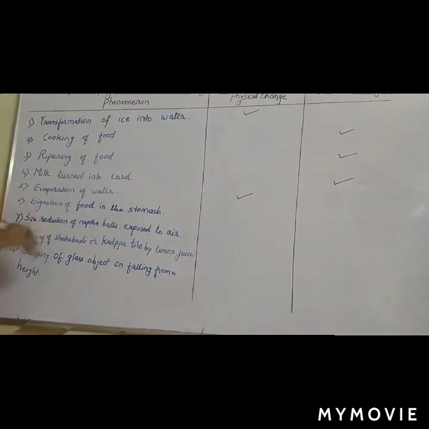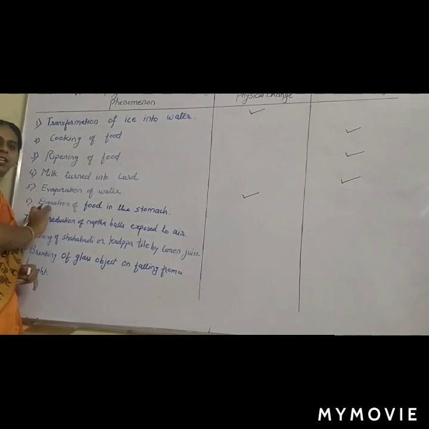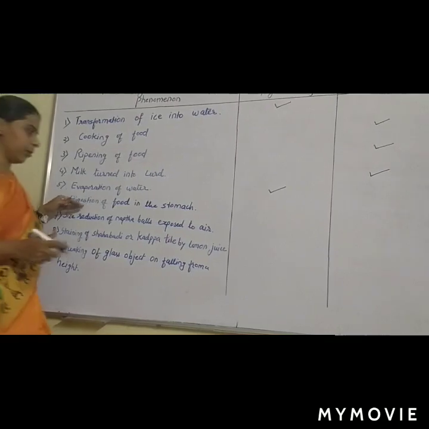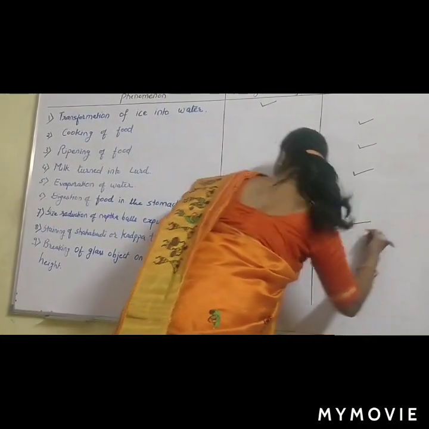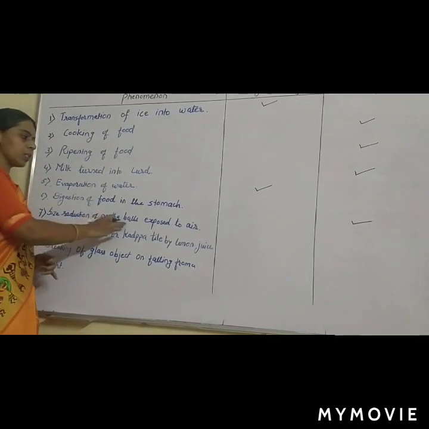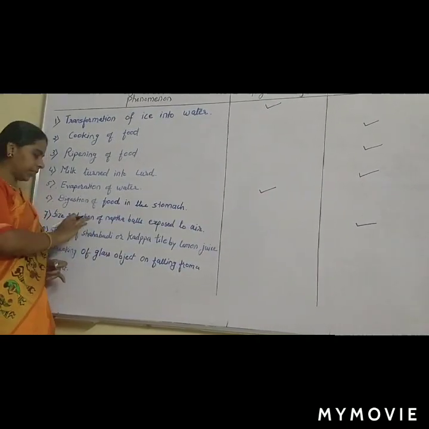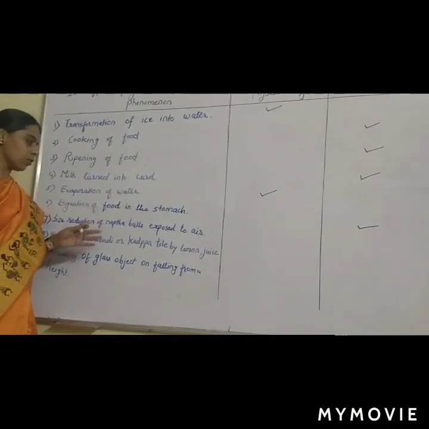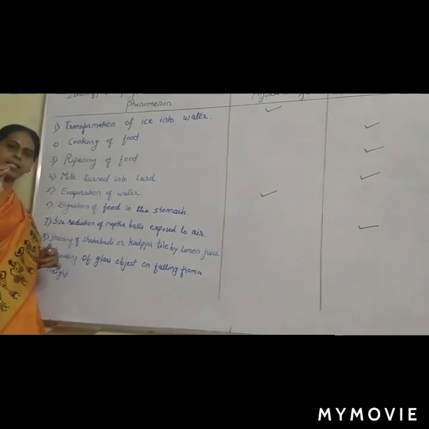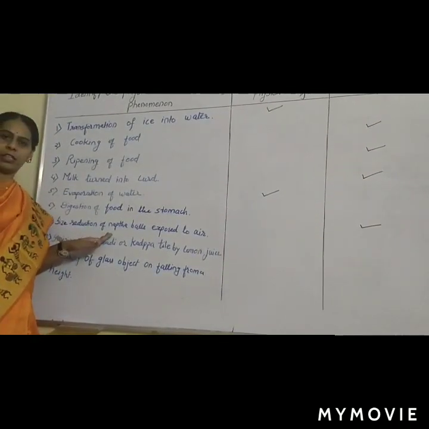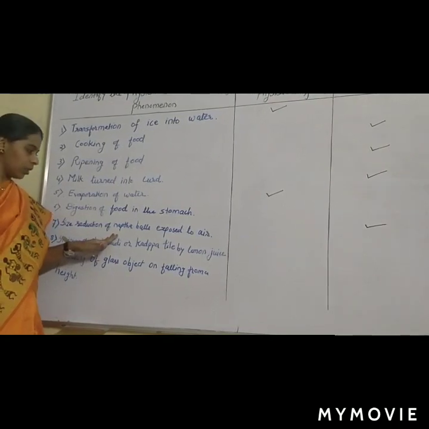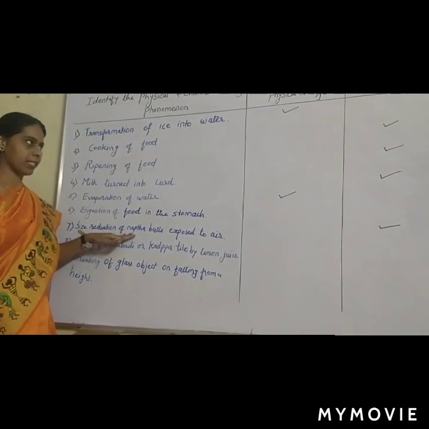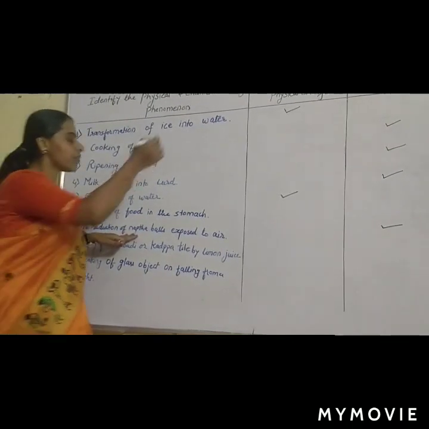Next one is digestion of food in the stomach. During digestion, a lot of chemical changes are carried out inside our stomach. So this is an example of chemical change. Reduction of naphthalene balls exposed to air: if we keep some naphthalene balls in our cupboard and observe after some days, the size of the naphthalene ball will reduce. Why has it happened? Because originally it is a sublimate. Here the solid goes directly into the vapor state without passing through the liquid state, and this is an example of physical change.